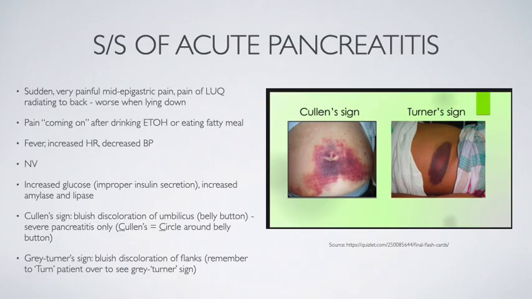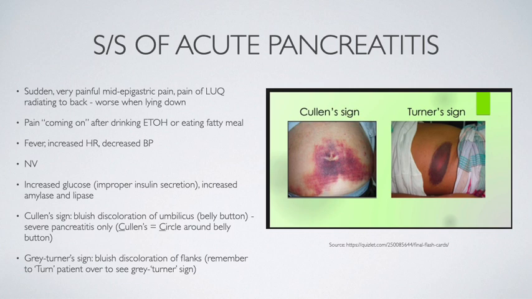Some signs and symptoms of acute pancreatitis are sudden, very painful mid-epigastric pain, pain of the left upper quadrant radiating to the back, and it gets worse when you're laying down. Pain coming on after drinking or eating a fatty meal, fever, increased heart rate, decreased blood pressure, nausea and vomiting, digestion issues, increased glucose levels, increased amylase and lipase.